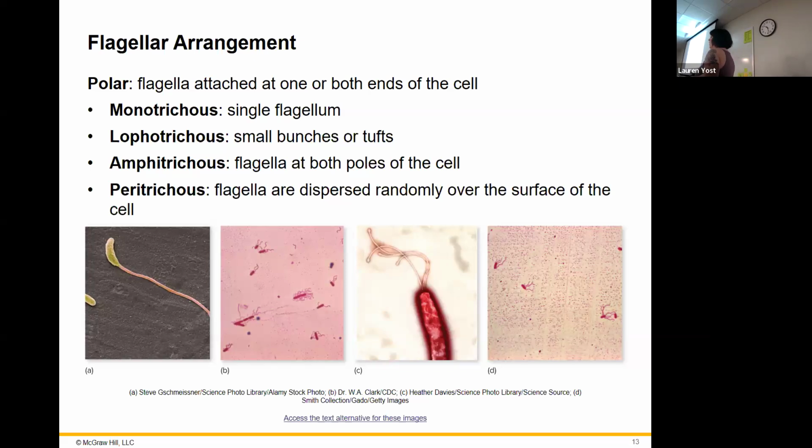I don't know how to tell you to remember the lopho, but to me, lopho sounds like a wolf, and that has tufts on it. You can think about it that way, I guess. That's what works for me. Amphi is both. Peri, I don't know what.